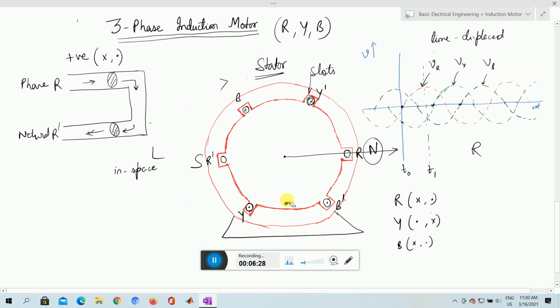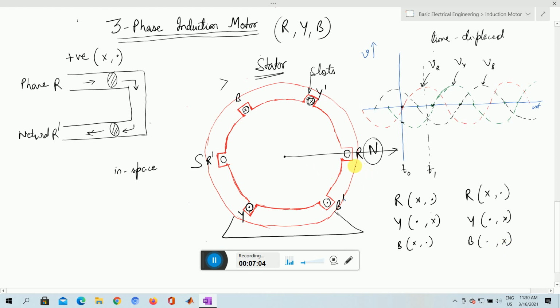So now we got here, at the instant of t equals 0, my north pole is in this direction. Let us take another instant at time t1. What will be the R phase? The R phase is positive, and it is cross and dot. Y phase at the time is negative, obviously it is dot and cross. And B phase at the time t1 is negative, obviously B phase will be dot and cross.